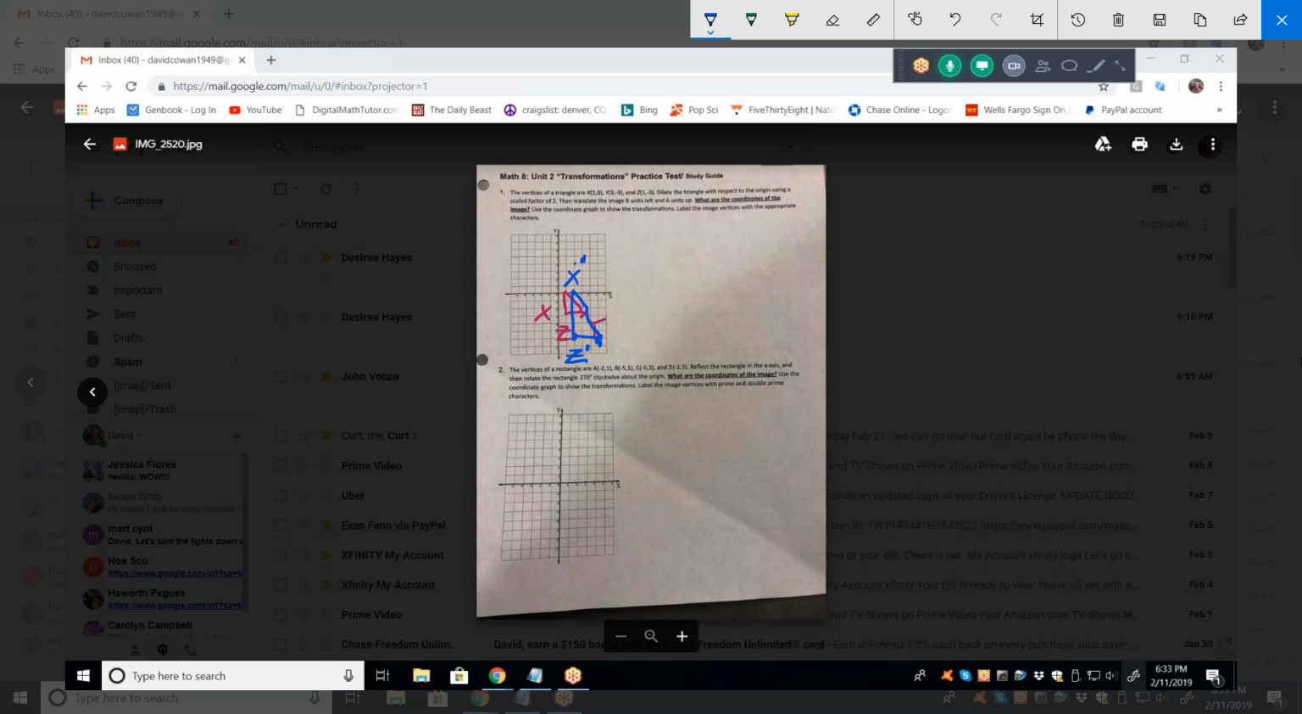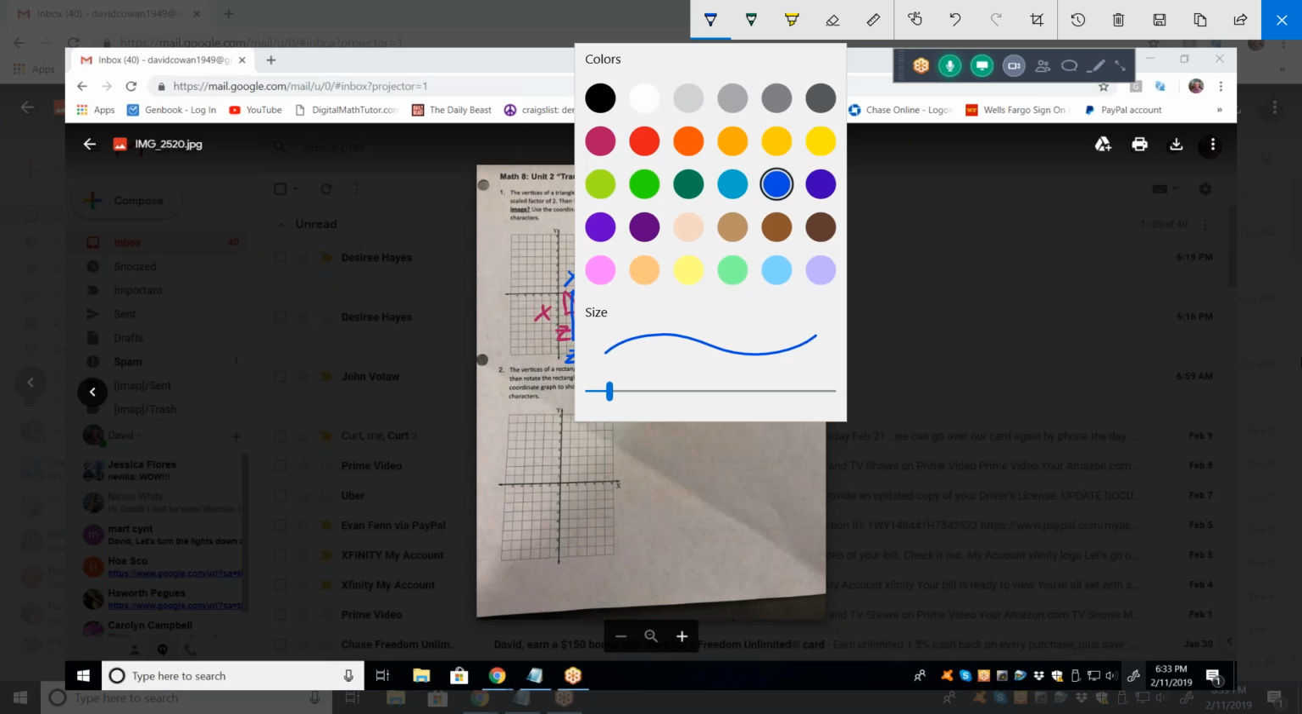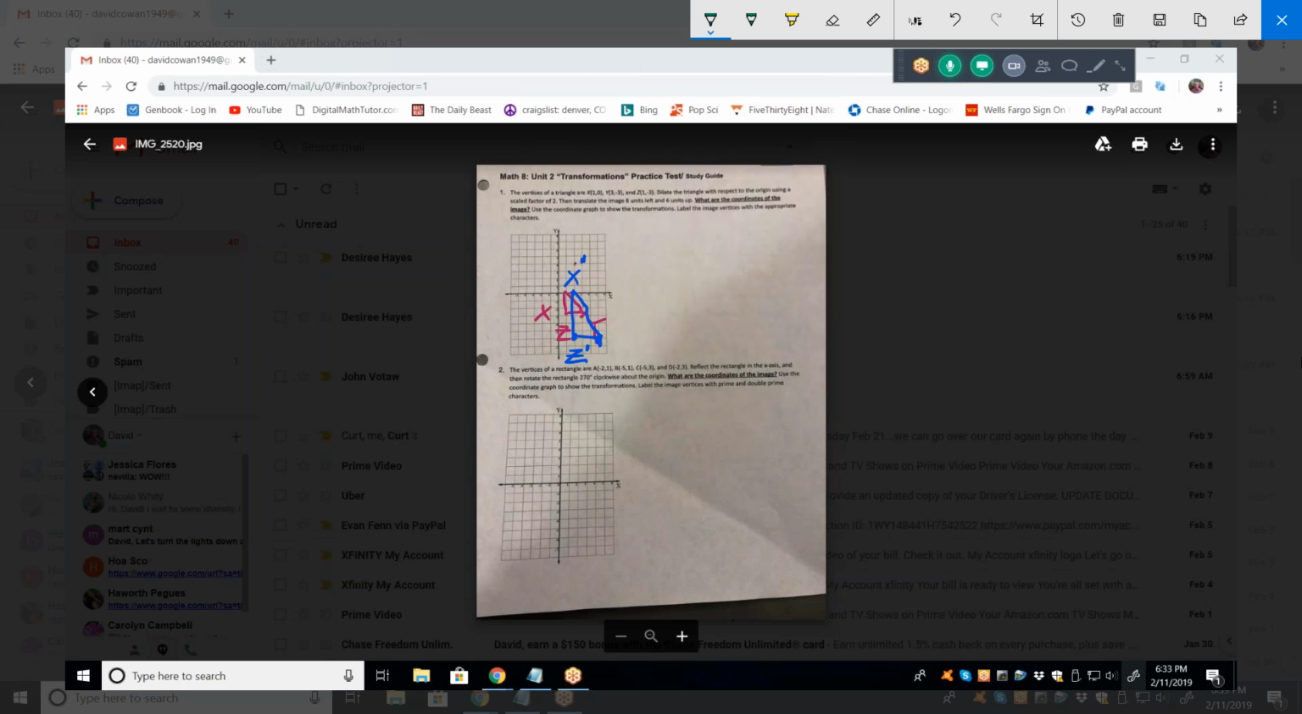Then translate the image 8 units left and 6 units up. Okay, let me choose another color. Choose green. What is X double prime? In other words, they want you to start from the blue. Let's go X, Y, Z, just so I can keep it straight. Just a second here. I got to label that. That's Y prime.